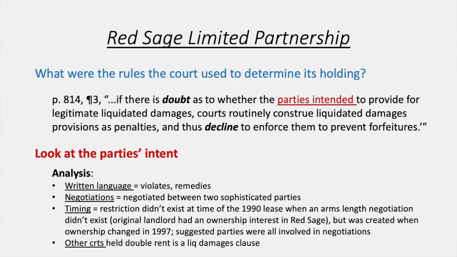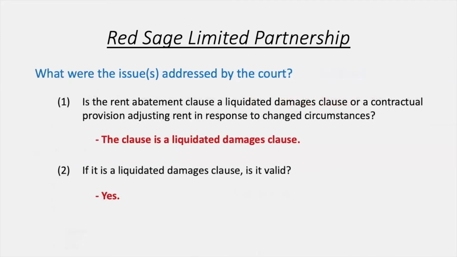And then finally, other courts have held double rent as a liquidated damages clause, which means paying only 50% of the rent by the tenant could also be a liquidated damage clause. It's just something that goes against the landlord, whereas double rent goes against the tenant who violates a lease. So here we have a liquidated damages clause.